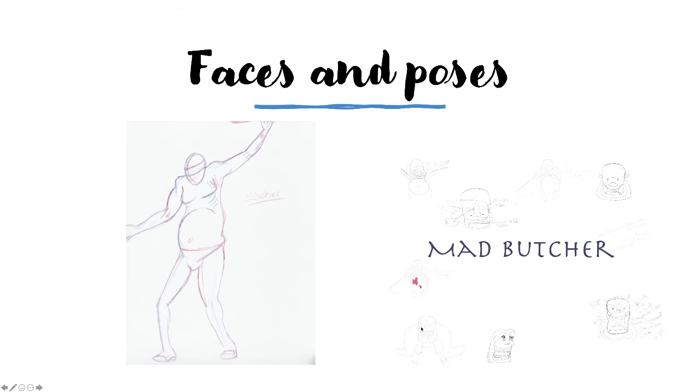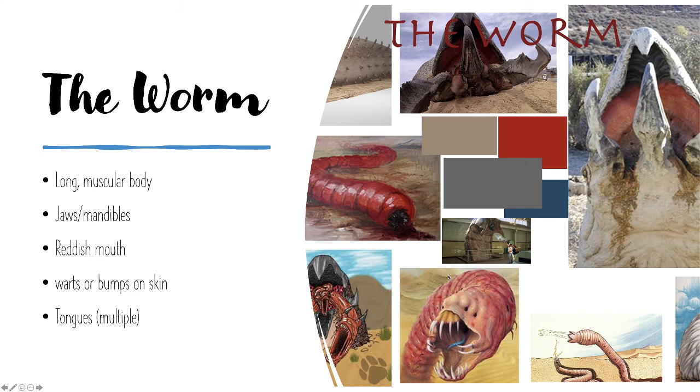I really want to pin back the lips with straps and hooks, and I've been experimenting with that in a lot of these faces, and then of course adding his big cleaver and his bloody apron. As far as the worm goes, this one is going to be difficult because he's basically a tube of skin and a mouth. I was having trouble figuring out how to pose and give character and personality to this tube of skin with a face, or with a mouth.